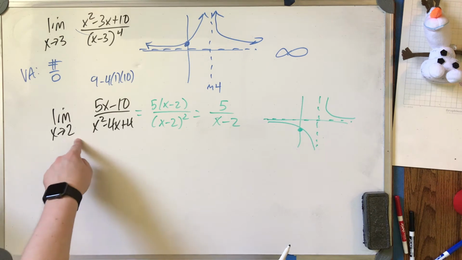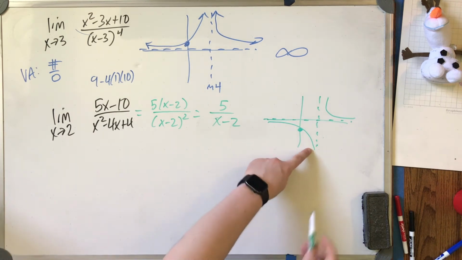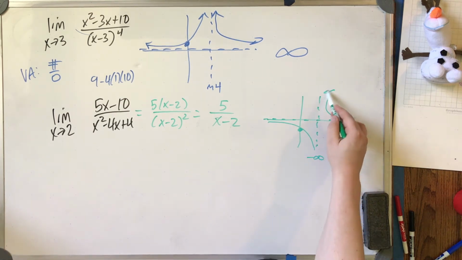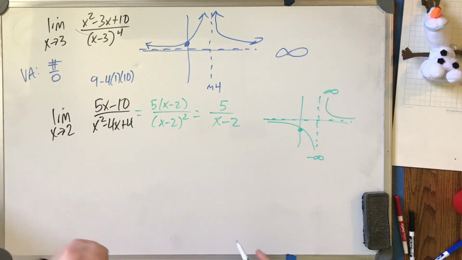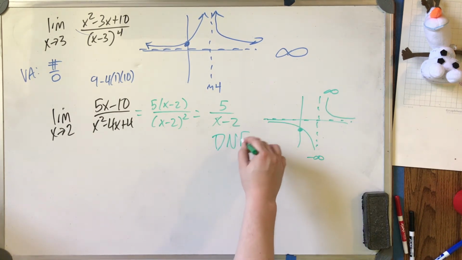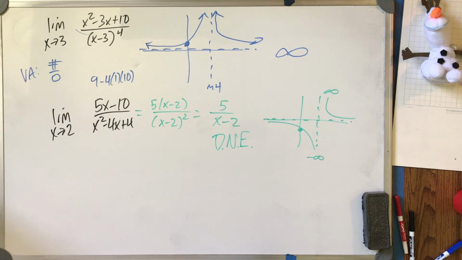This is asking the limit as we approach 2. From the left, it's going down towards negative infinity. From the right, it's going up towards positive infinity. Those are not the same number, so this limit does not exist, as Lindsay Lohan told us in Mean Girls.